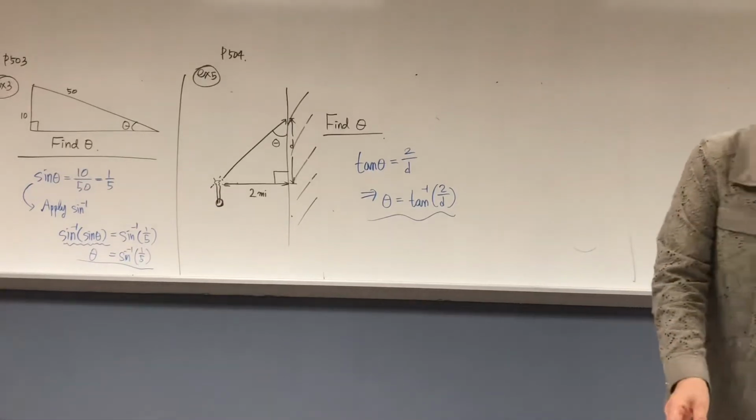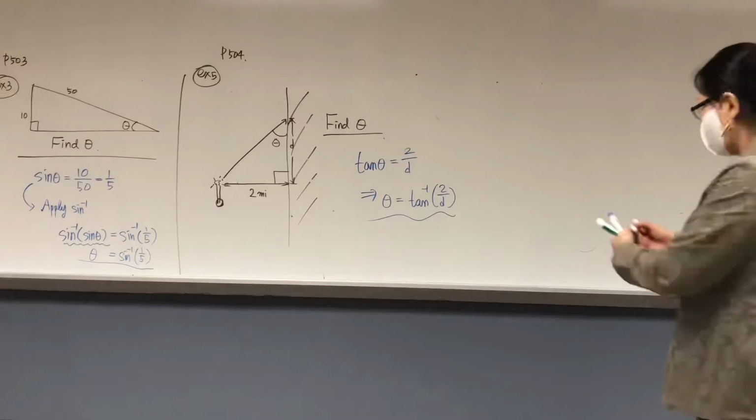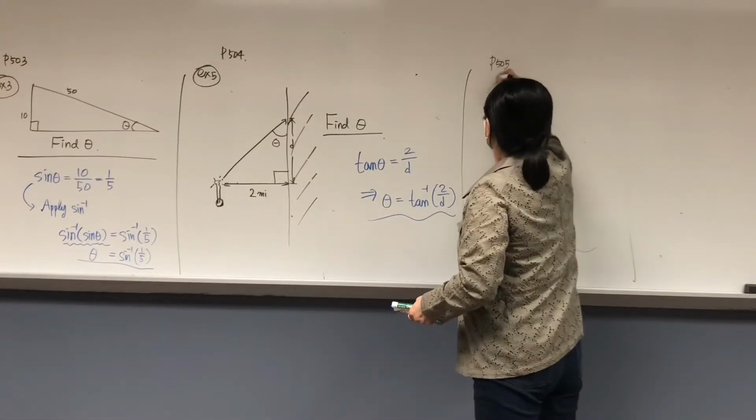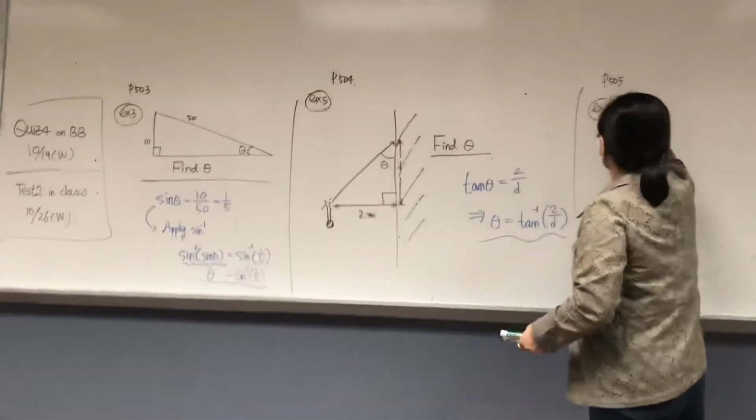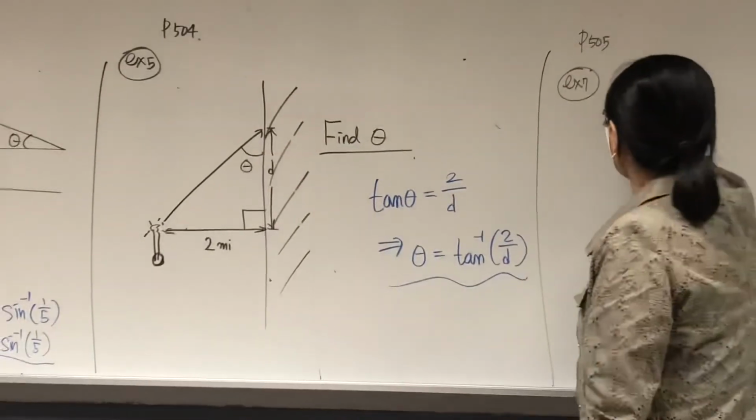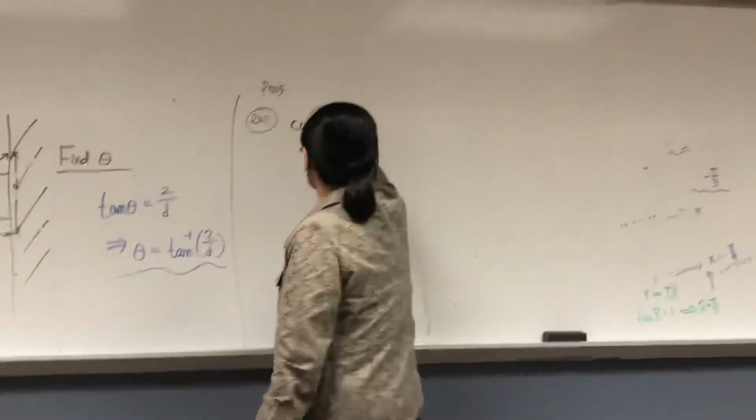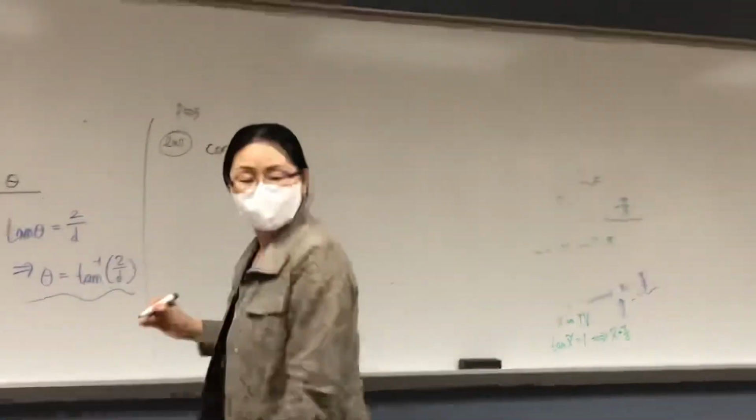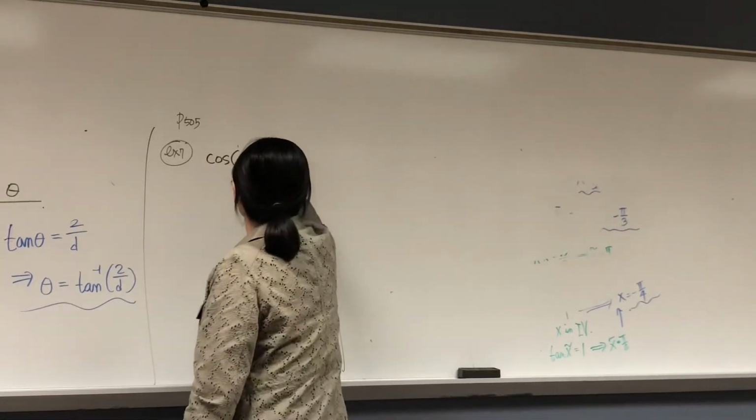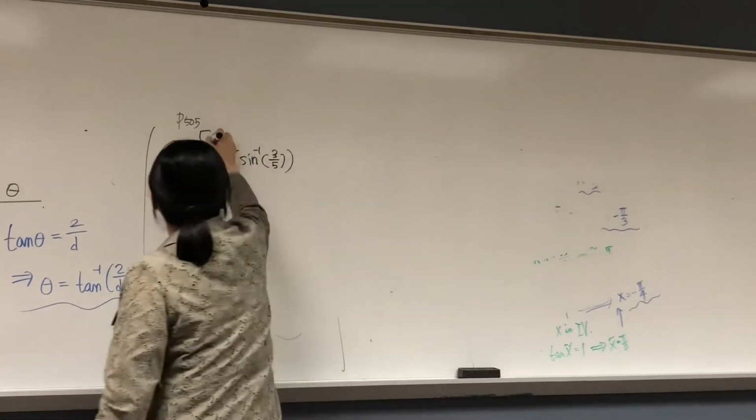Okay, now how about example 7? Evaluate this. Cosine of sine inverse of 3 over 5. So these are composite functions, inverse functions. Evaluate.